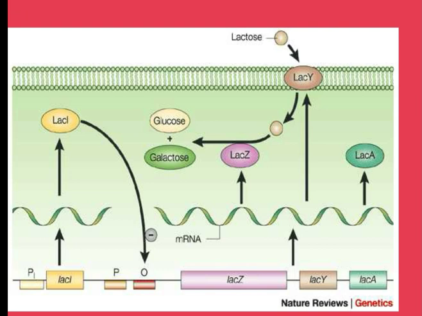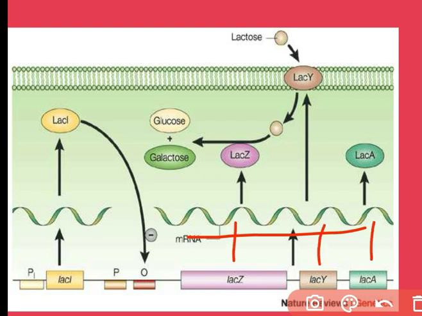Here is a diagrammatic representation of the lac operon. The lac operon shows the three structural genes lac Z, lac Y and lac A. They form a single mRNA, and this mRNA gets translated into three different kinds of enzymes which are useful for lactose metabolism.